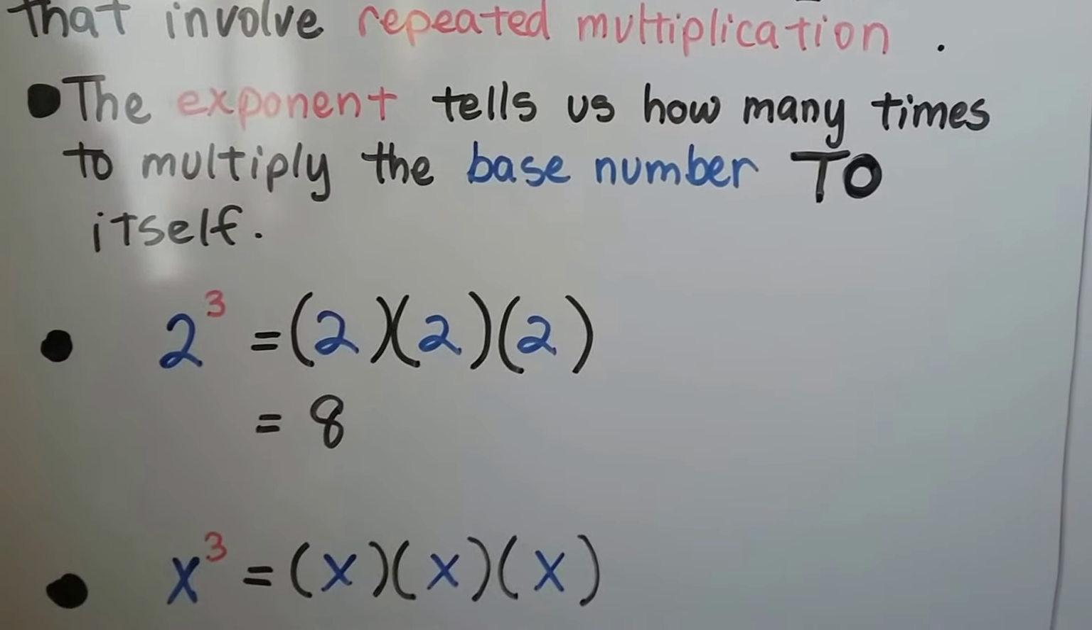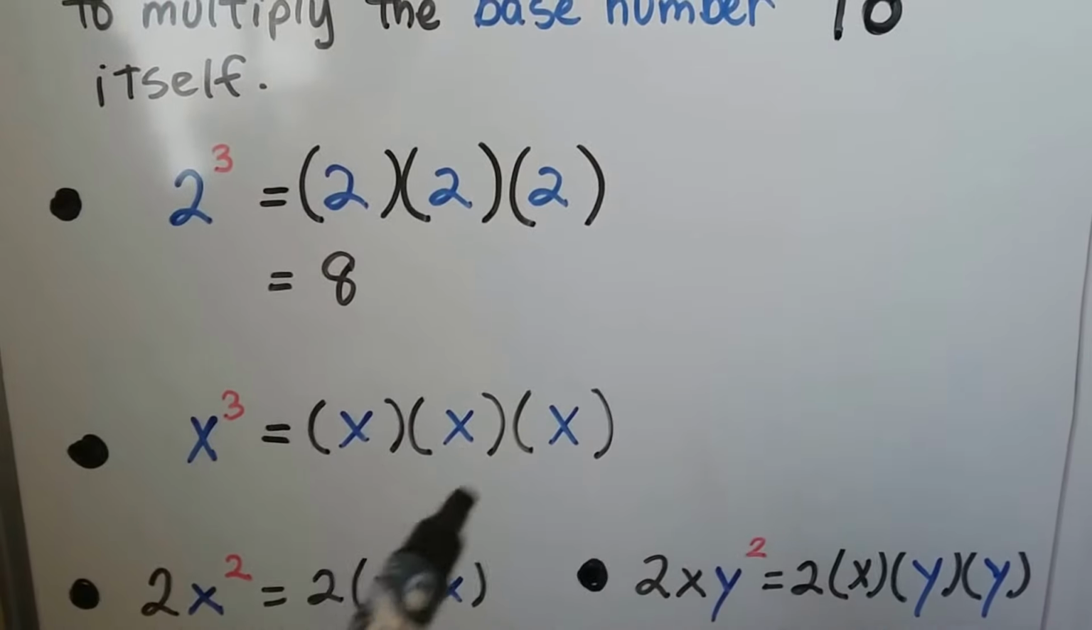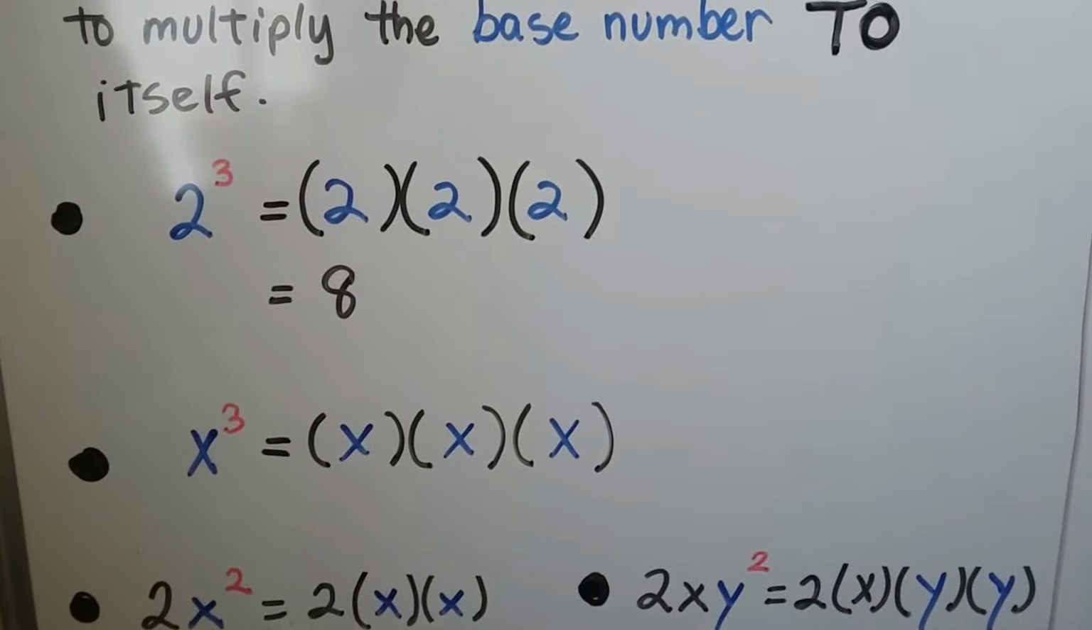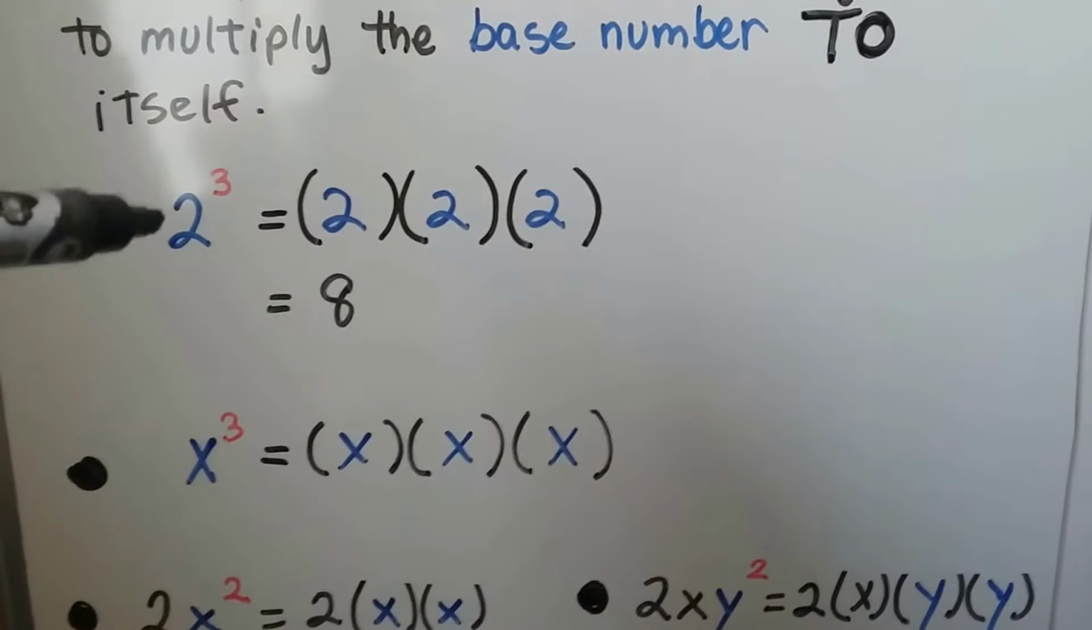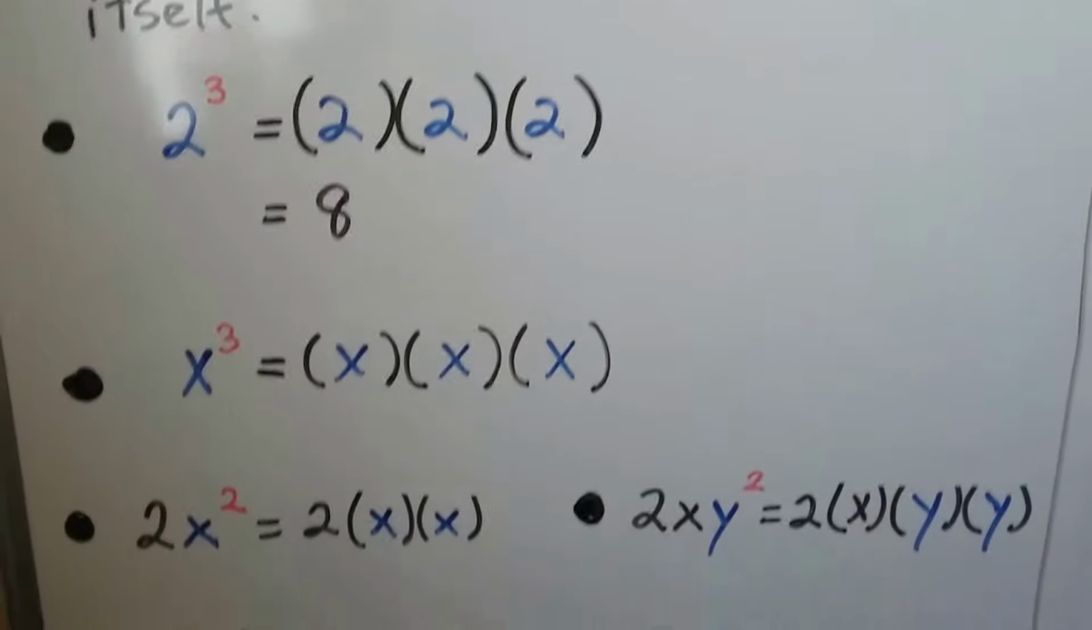2 cubed equals 8. If we see x to the third power, it means x times x times x. See how it does not mean 2 times 3? Because that would be 6, wouldn't it? It means 2 times 2 times 2.